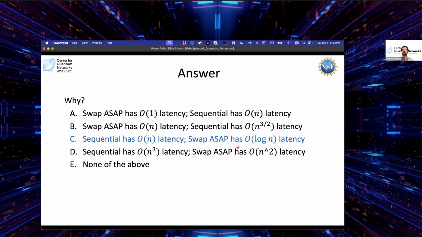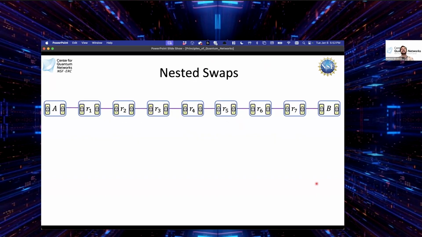Okay, so now let's look at the last swapping schedule we'll see today, that is nested swaps. For this case, we're going to look at a slightly longer chain consisting of 2n nodes with 7 repeaters interconnecting them. So as before, we're still going to attempt to generate link-level entanglement for all the links in parallel, meaning simultaneously. But the way we're going to do our swaps is very peculiar.